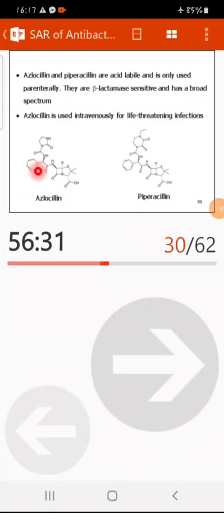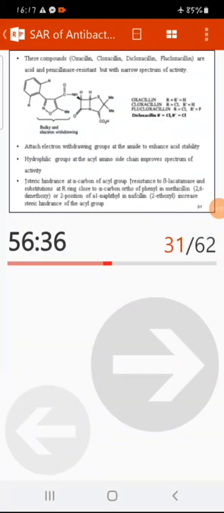If I introduce OCH3 groups or any electron withdrawing groups. Otherwise, these compounds are beta-lactamase sensitive compounds. Let's see other compounds like cloxacillin, dicloxacillin, flucloxacillin. Here the alpha carbon is this carbon. Here we have the alpha carbon. The alpha carbon is part of the heterocycle.